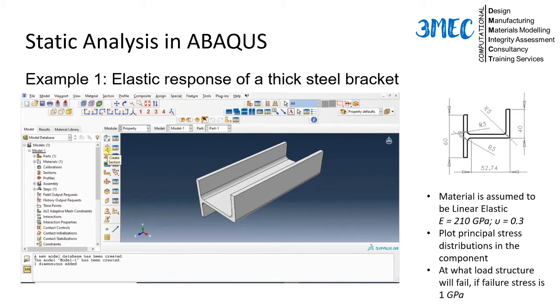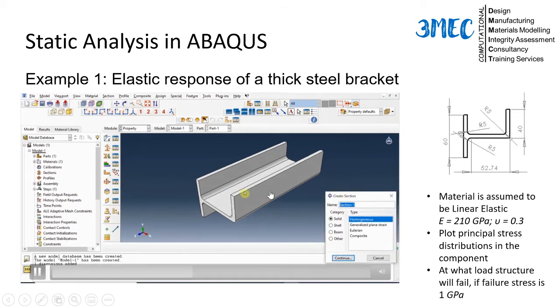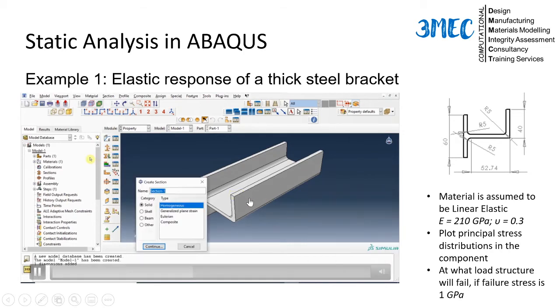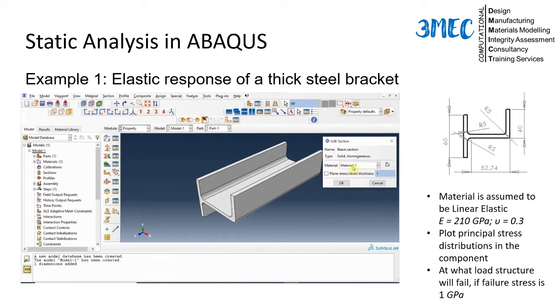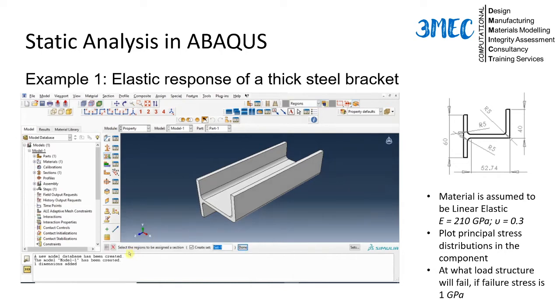Next, I create a section, because you can have one part with many different materials, or many different parts or sections in one part. So I have to create a section and assign to each section a specific material. I can create 10 materials there. So I create one section here because I have one part here, and I select only one material because there is only one material.